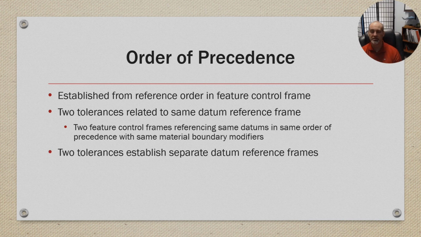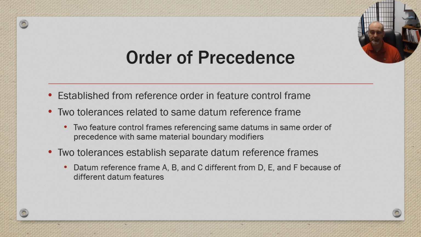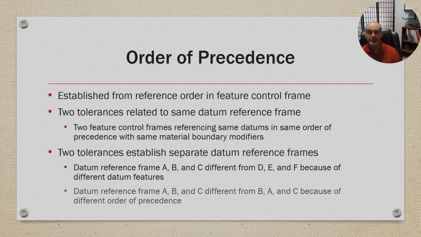So when two tolerances establish separate datum reference frames, the datum reference frame A, B, and C is different from D, E, and F because they are different datum features. And reference frame A, B, and C is different from B, A, C because the order of precedence is different. So the only instance where the actual references on the part would be identical is if the callout on the feature control frame is identical.